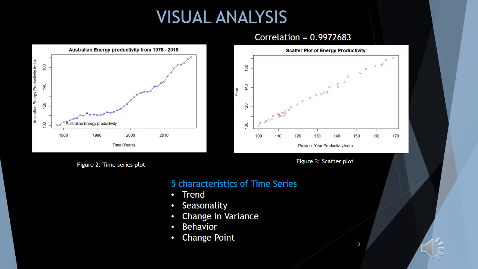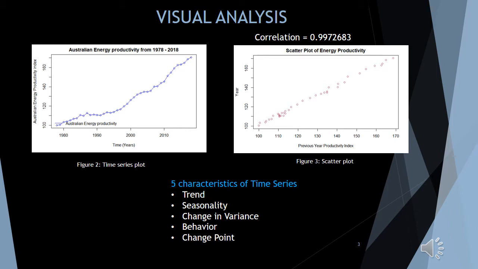Visual analysis. Figure 2 shows the time series plot of the energy productivity. It shows an upward trend in time with no apparent seasonality or change in variance. The behavior of the series shows an autoregressive behavior with no solid change point.